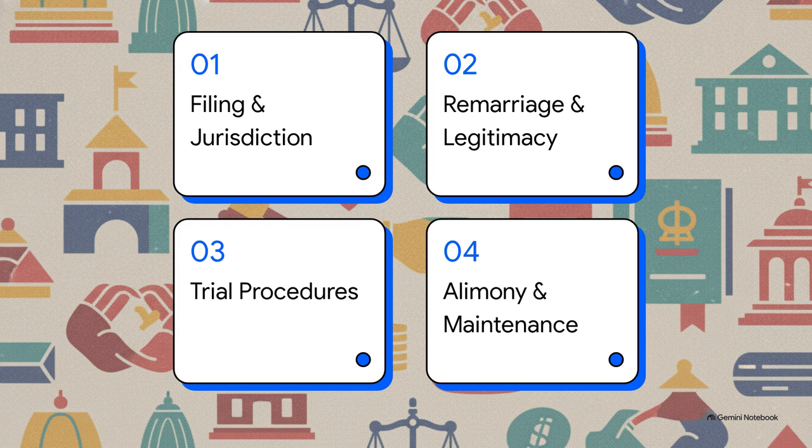1, filing timelines and jurisdiction. 2, remarriage, bigamy, and legitimacy. 3, trial procedures and protocols. And finally, 4, alimony and financial maintenance. Having this mental filing cabinet is an absolute game changer for your exams.